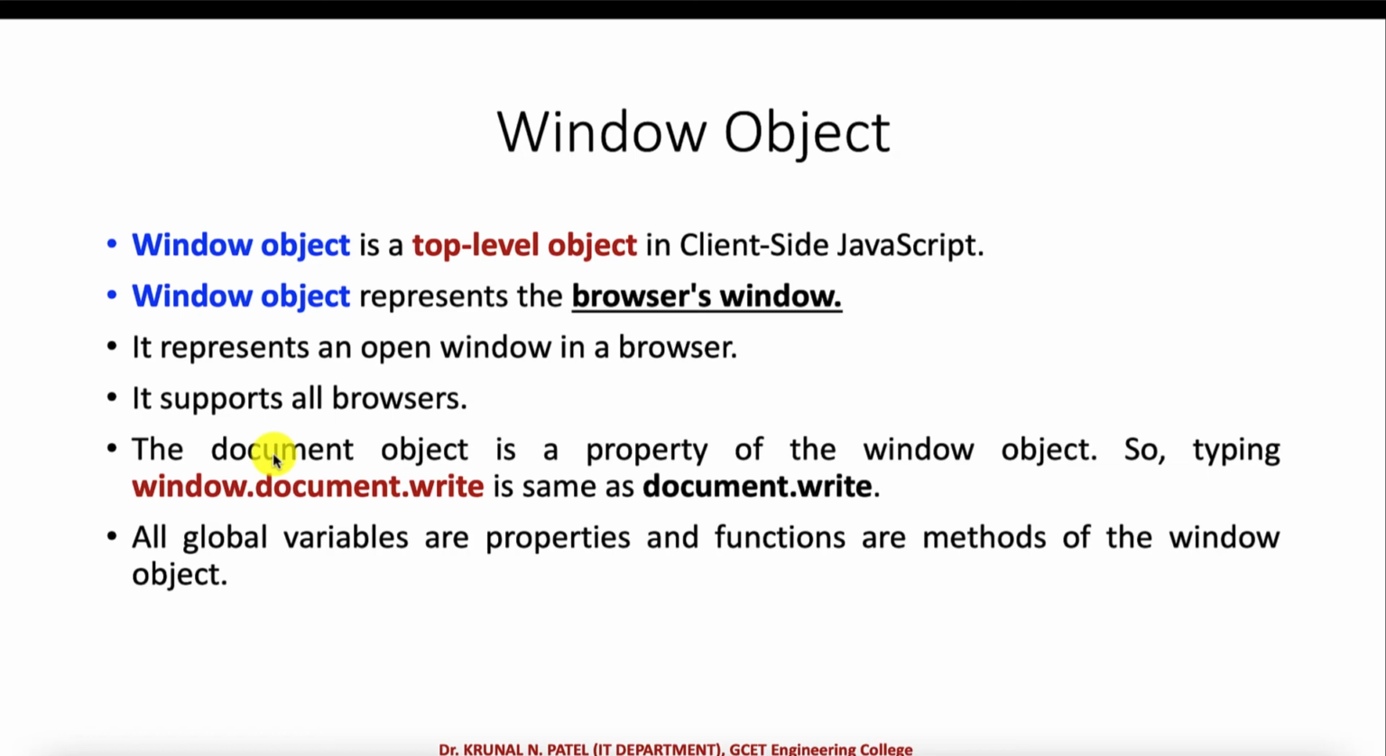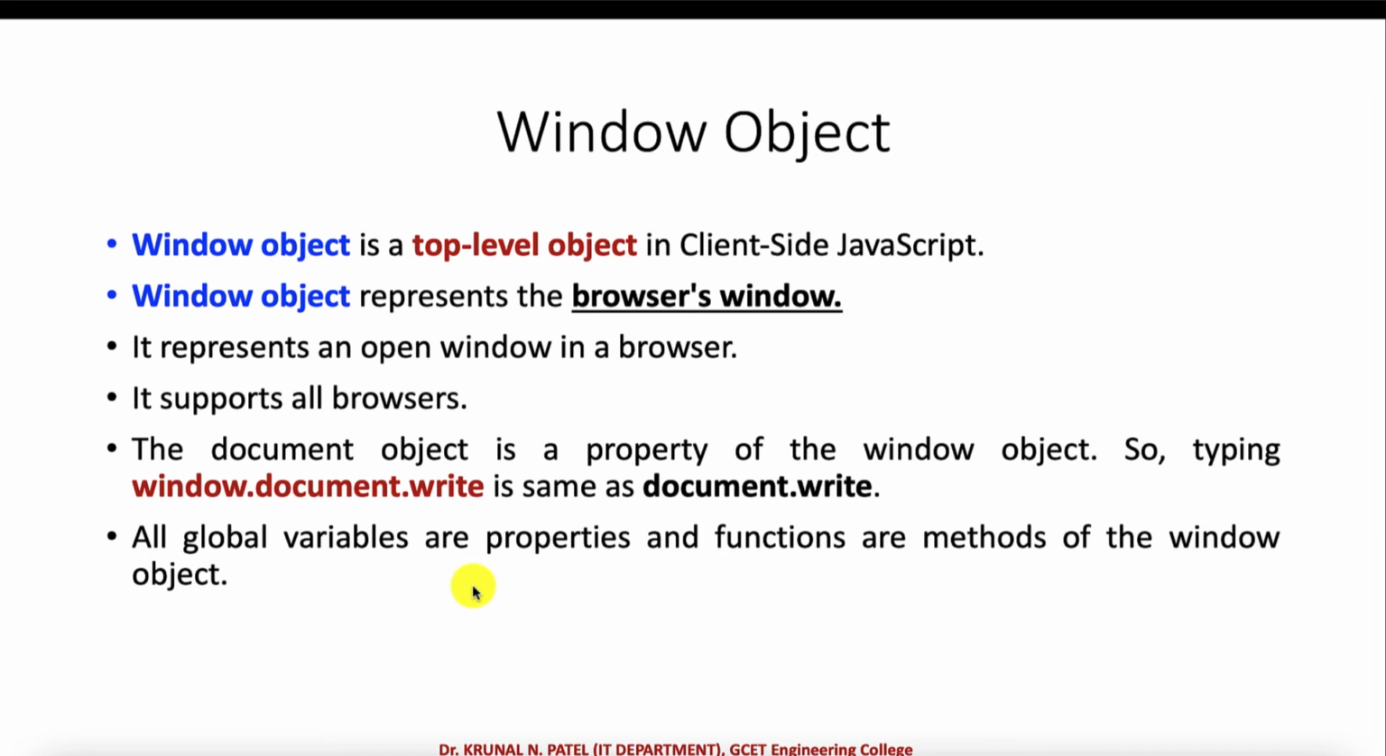In our previous examples, we have already used the document object. Suppose I want to write any message on the browser's window, I need to use the write method of the document object. So document.write, and in brackets I provide the message I want to print on the browser's window. Actually it is window.document.write, as window is the top level object for JavaScript. All the global variables are properties and the functions are methods of the window object.